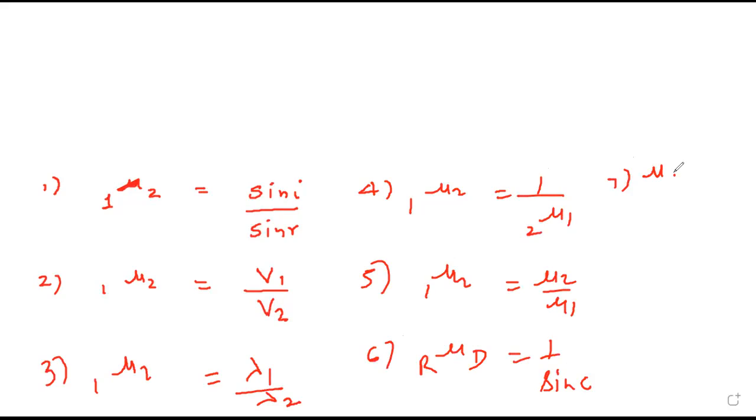Then by the prism formula, it is sine of (A plus delta m) upon 2 divided by sine A by 2. This is to be used only when they say light suffers minimum deviation. Copy all these 7 formulas.